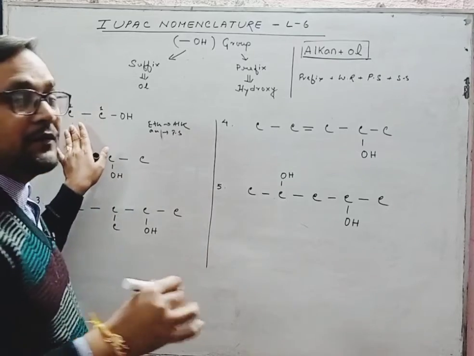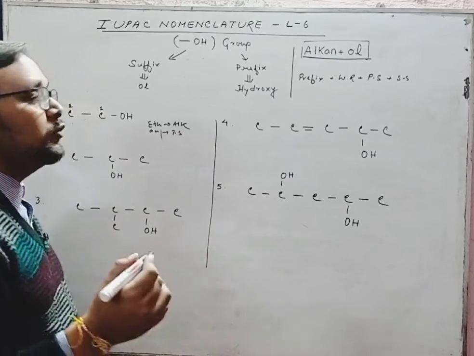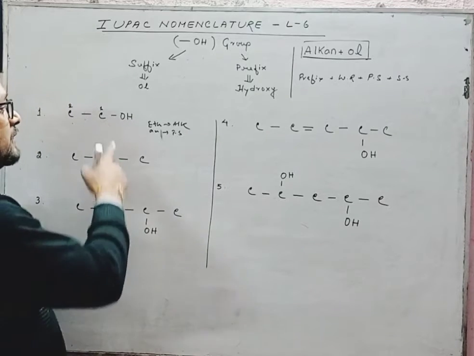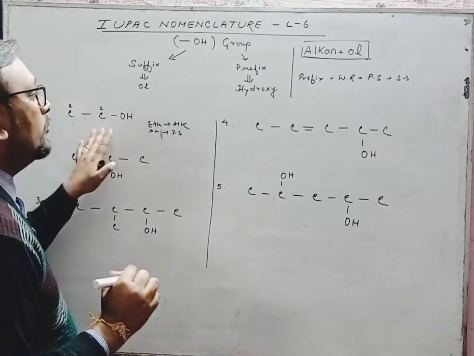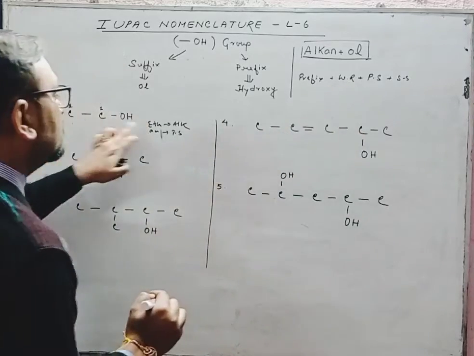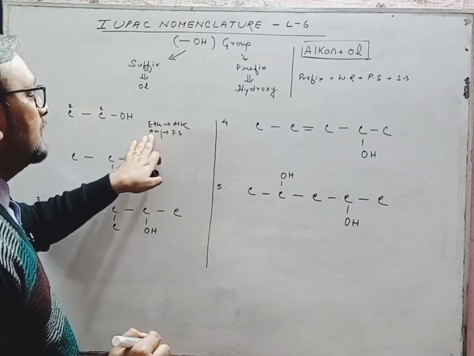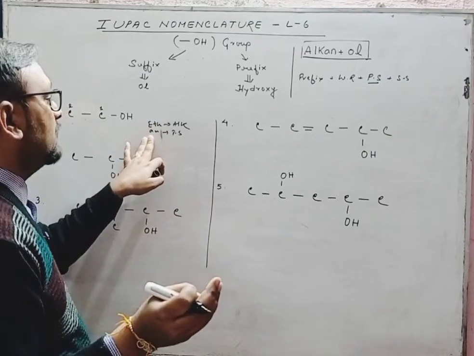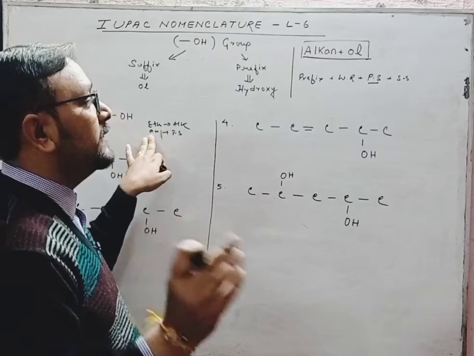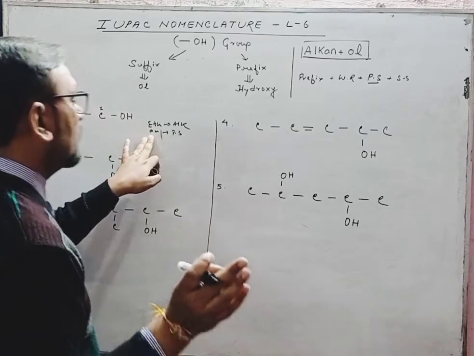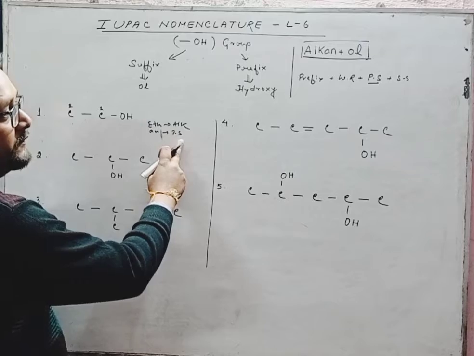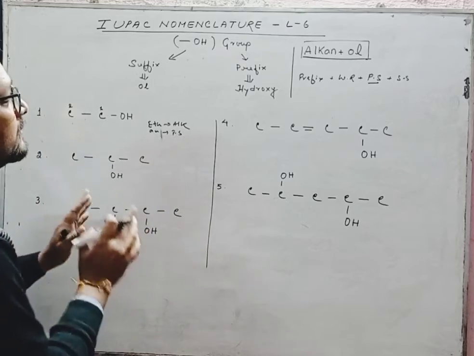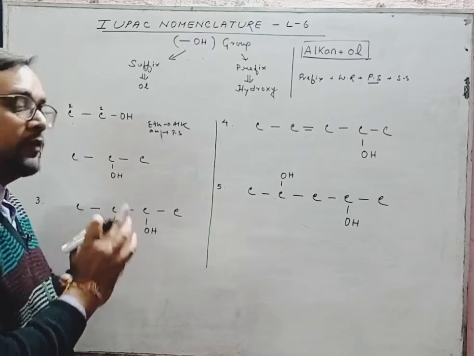Here we do not have any prefix, because we use a prefix only if there is a substituent. Here no substituent is given, so we move directly to the word root. The word root is eth, the alk part, and then the primary suffix: ANE, ENE, YNE are primary suffixes. If you do not know what the primary suffixes are, please go through the previous videos. Here AN is the primary suffix, and the secondary suffix is ol.